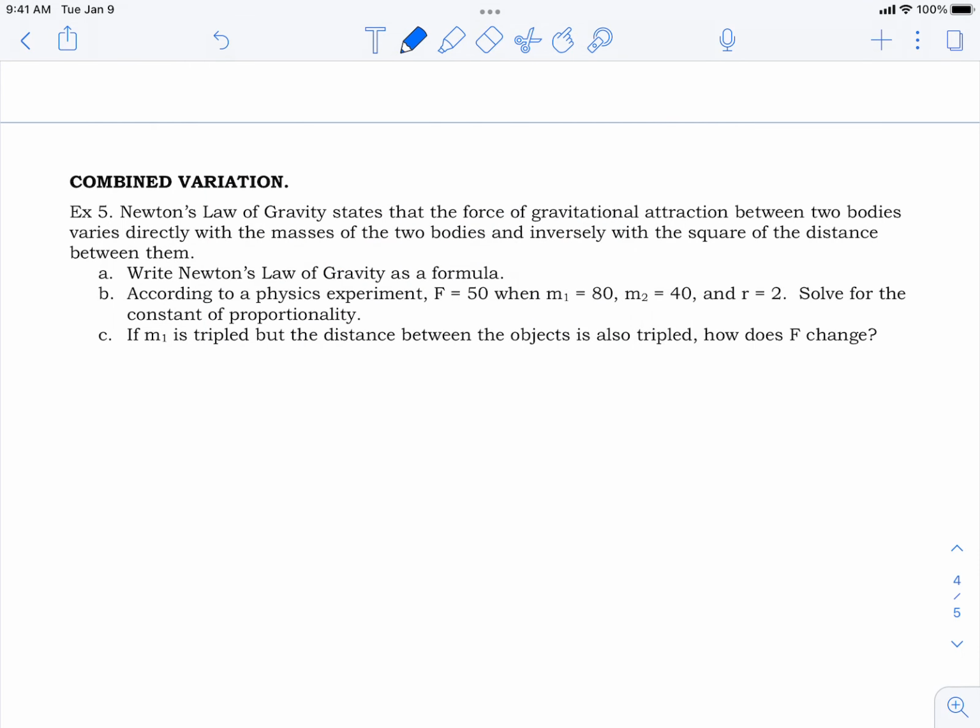So here we go. Let's do this. It says Newton's law of gravity states that the force of gravitational attraction between two bodies varies directly with, okay, so the force of gravitational attraction, let's use F for that, varies directly with means K times, remember directly means times, the masses of the two bodies, so not just one mass, but two masses of two bodies. I guess I'll say mass of body 1 and mass of body 2.